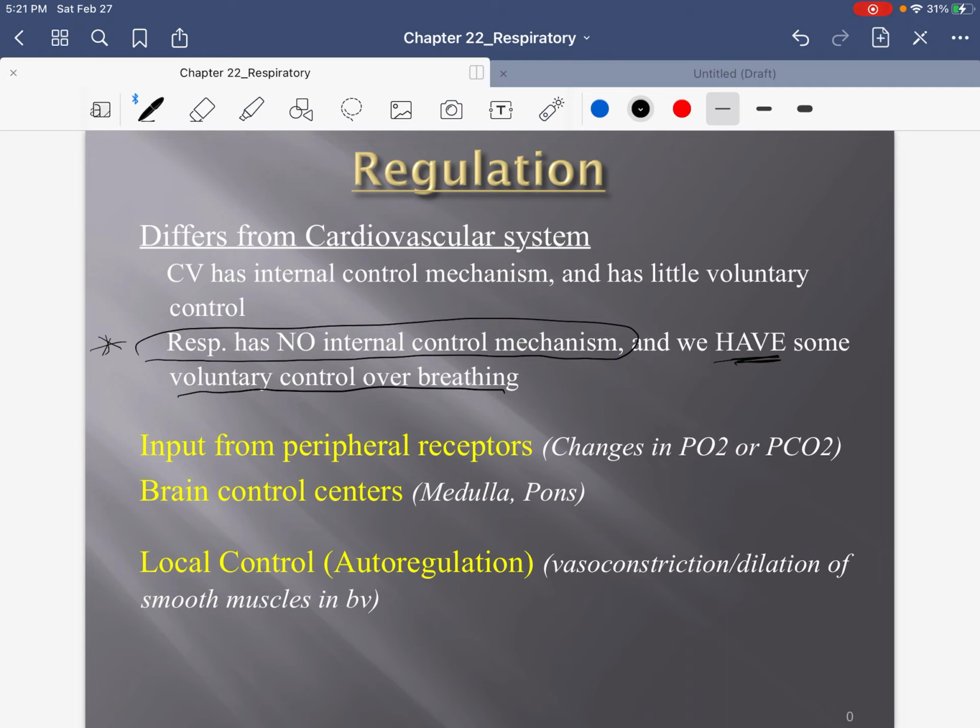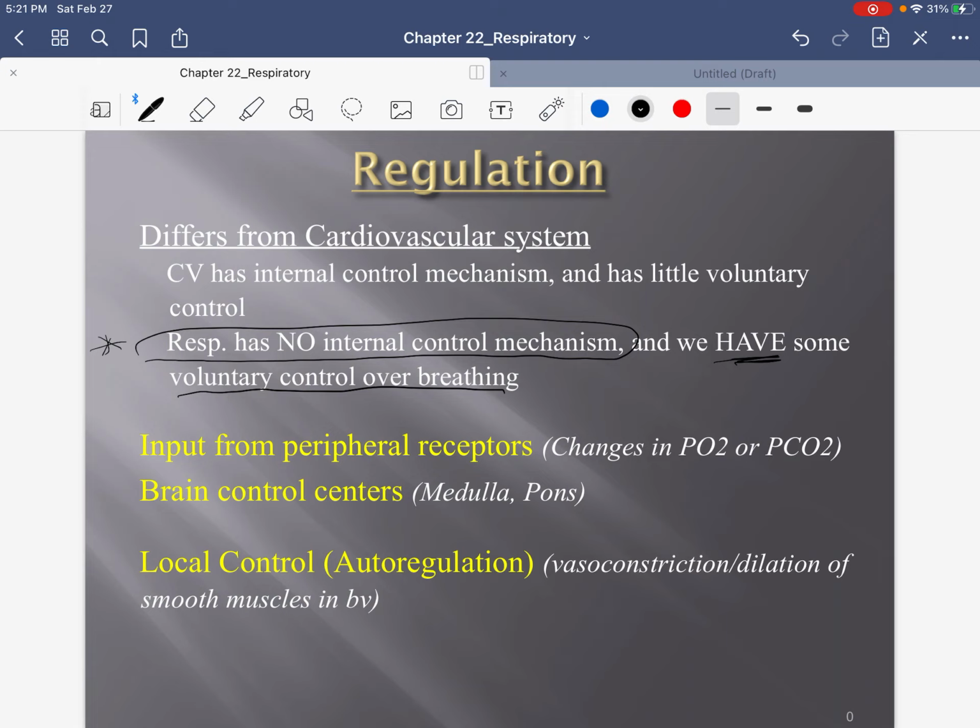You do not have any voluntary control over heart rate. I mean, sure, people can train themselves to maybe lower their heart rate a little bit. But with the respiratory system, any one of us can just say, hold your breath. You can't just say, oh, automatically stop your heart. So that's something that's unique.